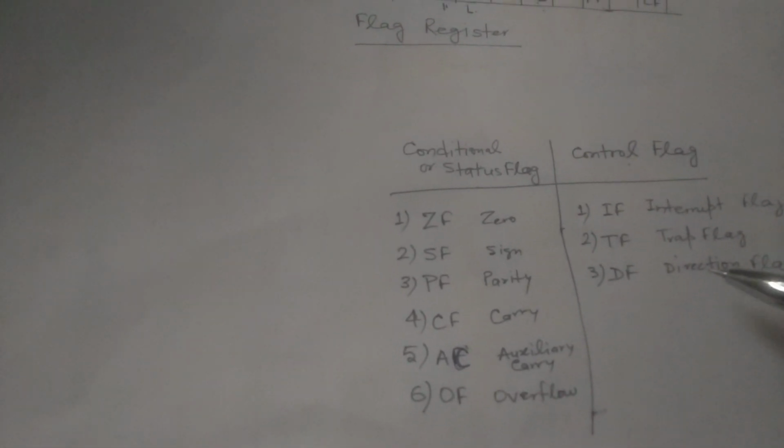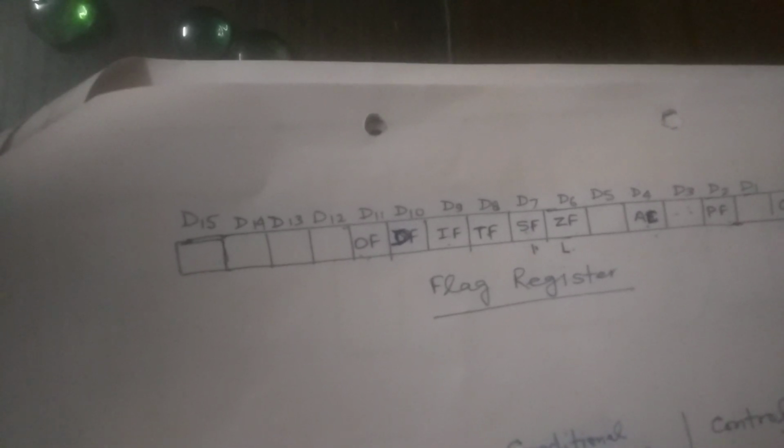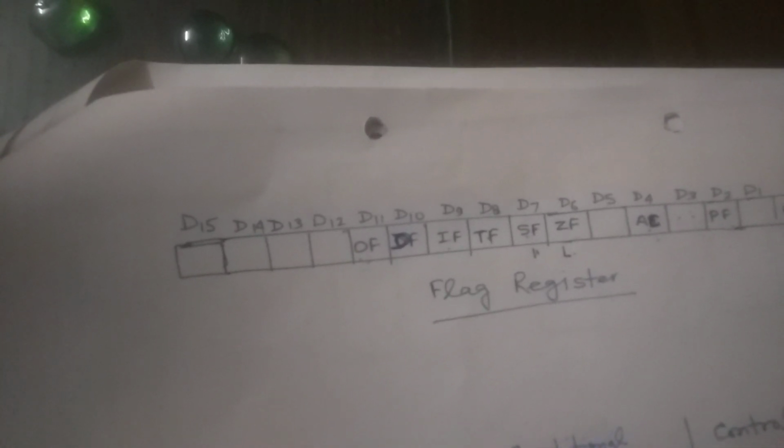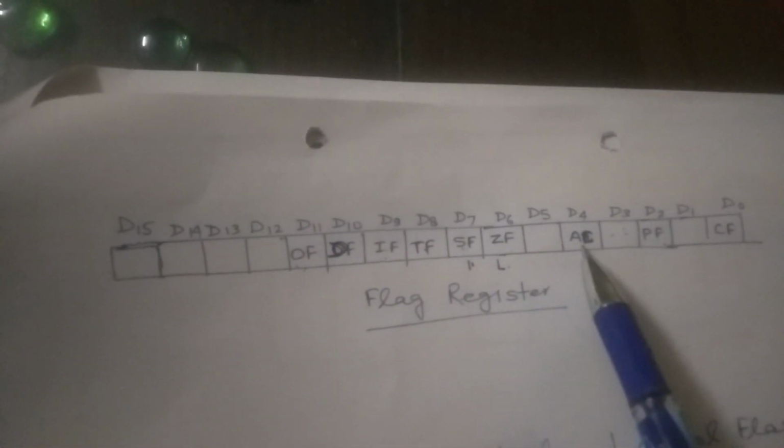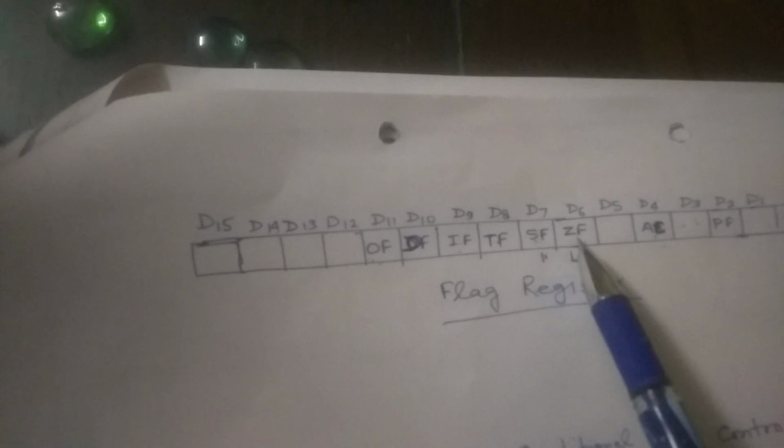First we will see the location of these flags in the flag register. So this is the location of these flags. At the D0 bit, that is the LSB, the carry flag is there. Then at D2 the parity flag is there. At D4 the auxiliary carry is there. At D6 the zero flag is there. At D7 the sign flag is there. At D8 the trap flag is there. At D9 the interrupt flag is there. At D10 the direction flag and at D11 the overflow flag is there.